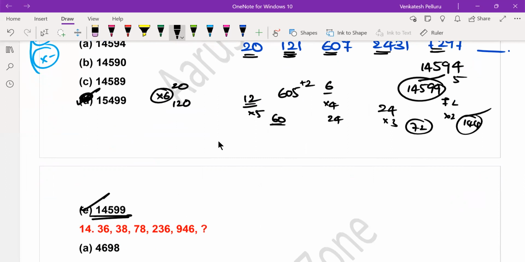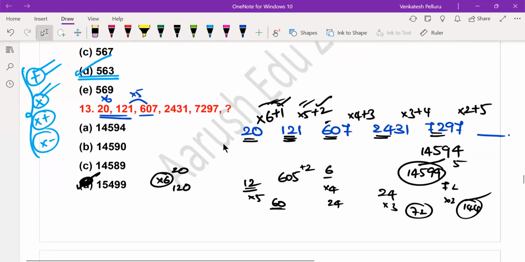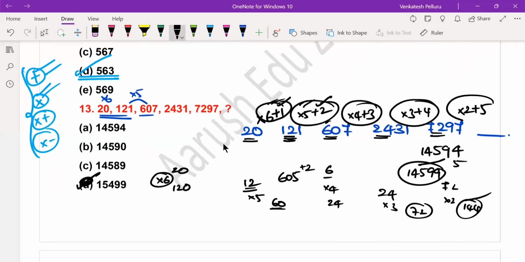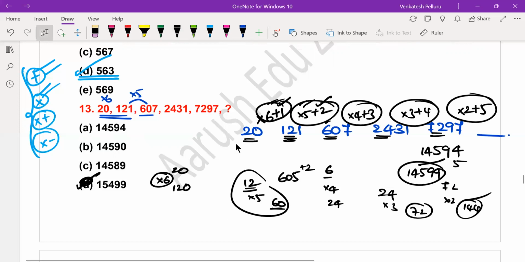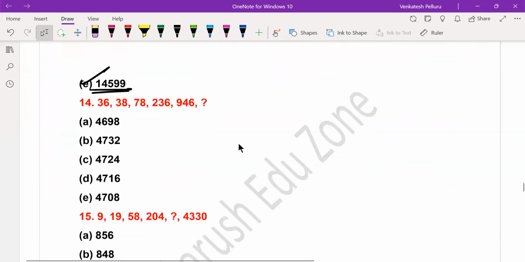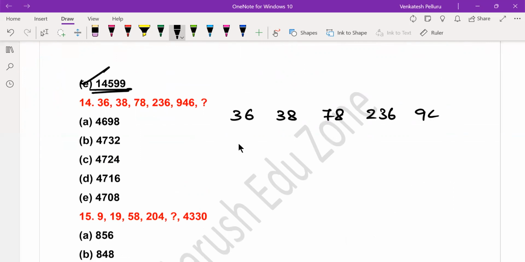And what is the logic? The logic is into 6 plus 1 into 5 plus 2 into 4 plus 3 into 3 plus 4 into 2 plus 5. And this is the way that you have to use for guessing the numbers at the earliest possible. Okay. Now I'm having 36 followed by 38, and then I'm having 78, 236, 946, then question mark.